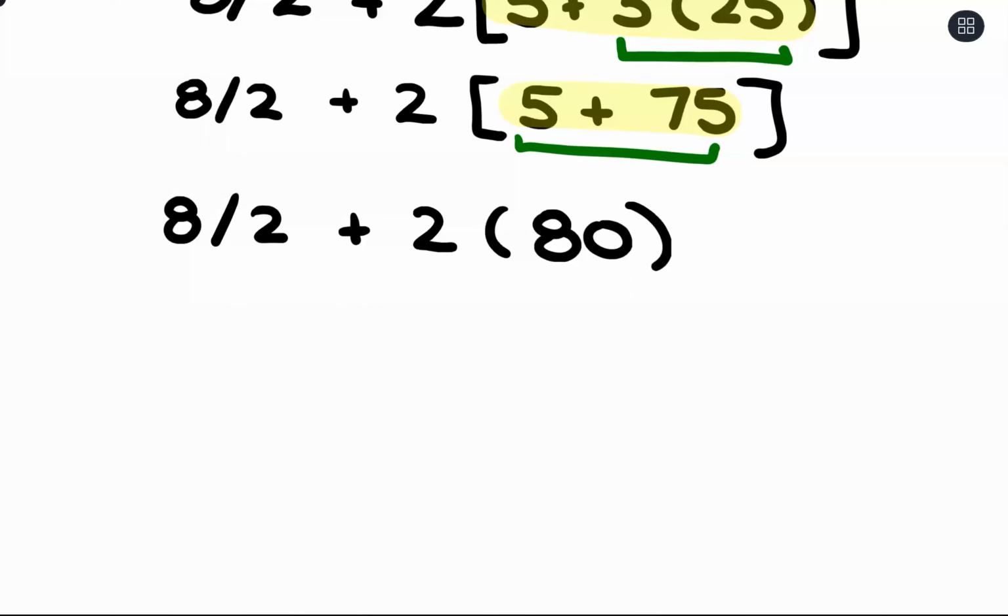Okay, so those parentheses are all simplified now. No more exponents. So now we can go on to multiplication, division. So we have this 8 divided by 2. We also have this 2 times 80. In terms of order, we would do the 8 divided by 2 first because we're reading from left to right. So we have 4 plus 2 times 80.